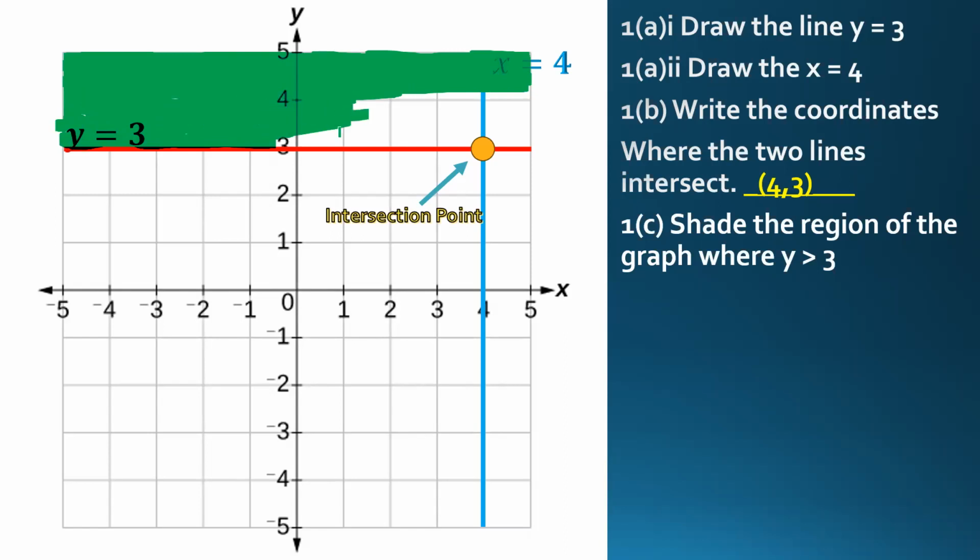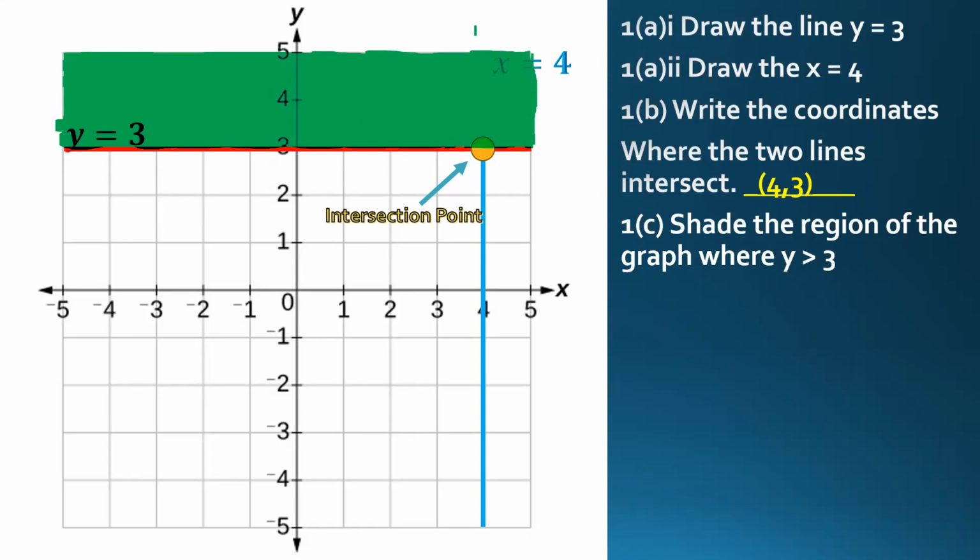So here we're shading the region y is greater than 3, which means that these numbers above here are definitely going to be bigger than 3. We're looking at numbers like 4, 5, 6, 7, 8, 9, 10, 11, 12, 13, 14, because the graph continues, right? So these are going to be the numbers that are greater than 3. You want to shade that. All right, that's how you shade the region y is greater than 3.